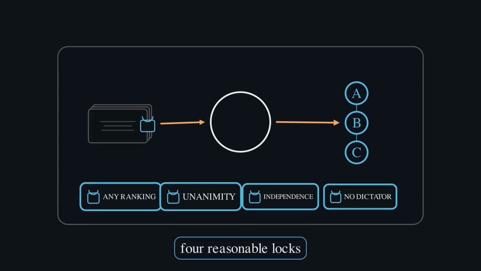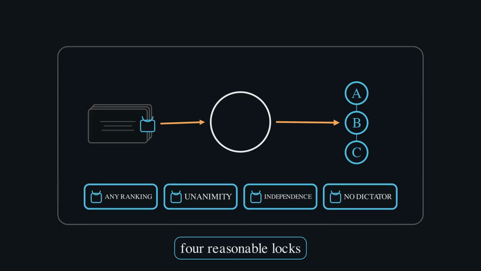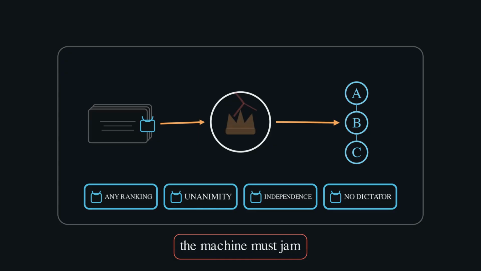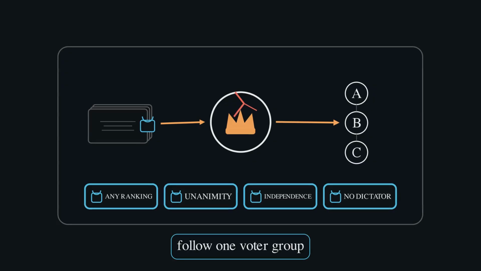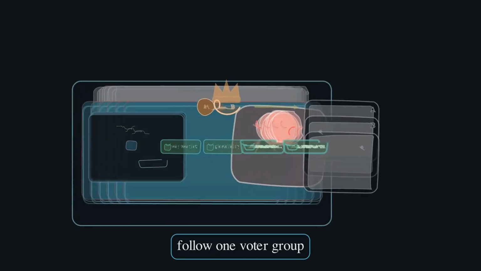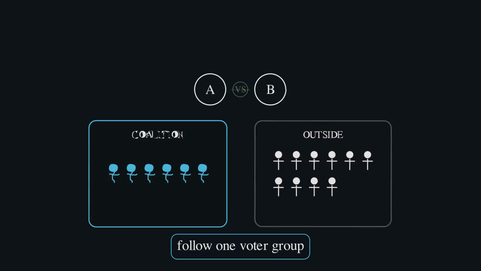Unrestricted input, unanimity, independence, no dictator. Each lock sounds reasonable alone. Pause and choose which lock you would sacrifice to keep the machine running. Arrow's theorem says that with at least 3 choices, no rule can keep all 4 while returning a complete, consistent ranking. To see why, forget scores and follow one group through a pairwise test because the proof tracks power rather than vote totals.